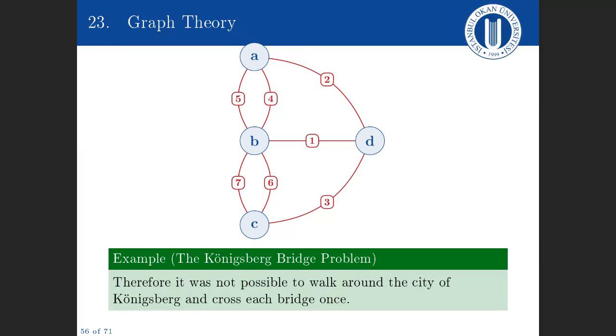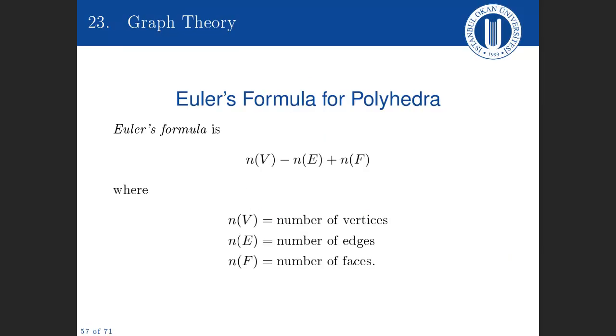That means it was not possible to walk around the city of Königsberg and cross each bridge once. I have one more idea before we finish. The idea of Euler's formula for polyhedra.